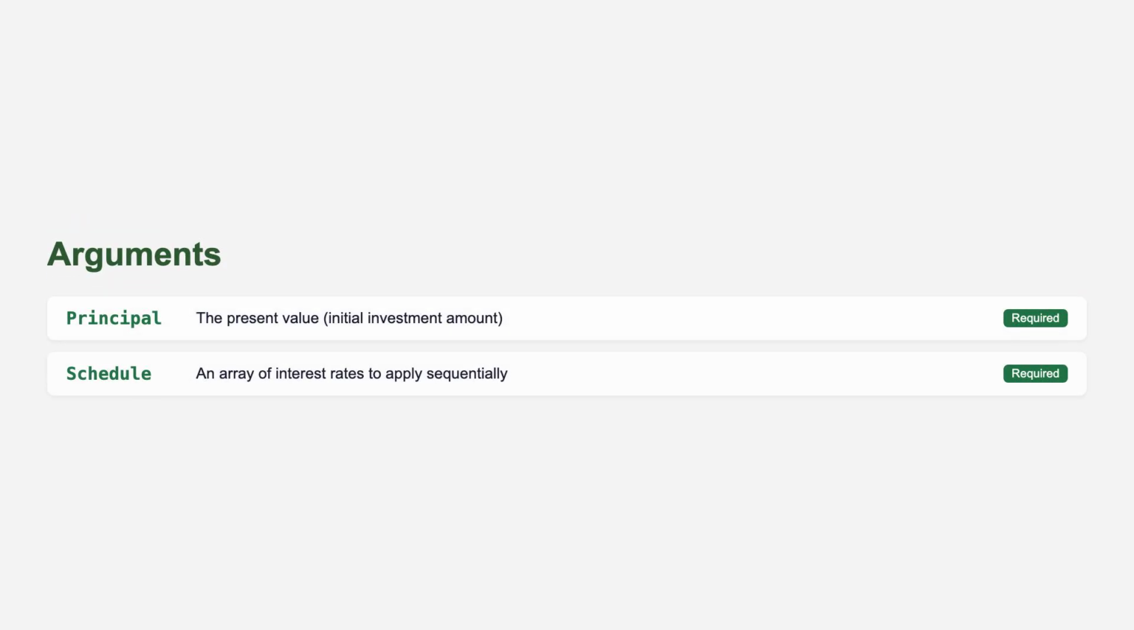There are two arguments, both required. Principal is the present value or initial investment amount. Schedule is an array of interest rates to apply sequentially through compound multiplication.